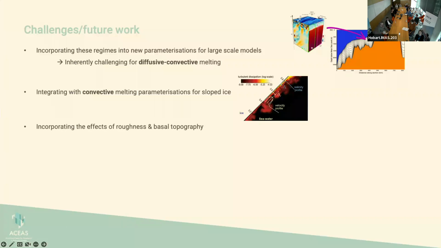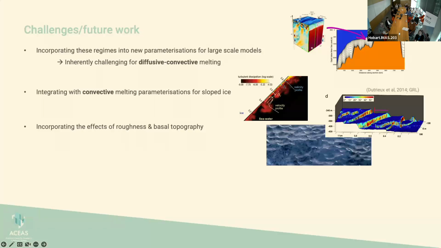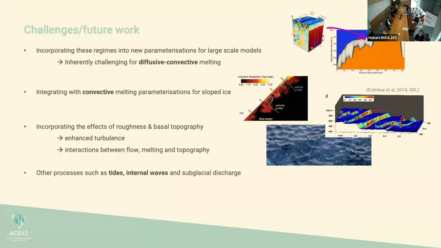Another big one is incorporating the effects of roughness of the ice face and topography on the ice face, because basically we expect roughness, if present on the base of the ice, to enhance the turbulence. And we also see things like these terraces and other channel type formations, and so we expect interactions between the flow, the melting, and the topography, and feedbacks there, right? Because the melting can actually generate these features.